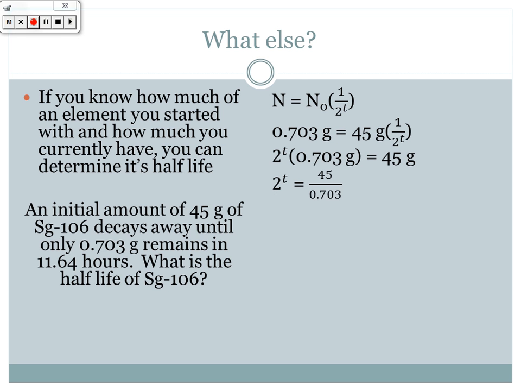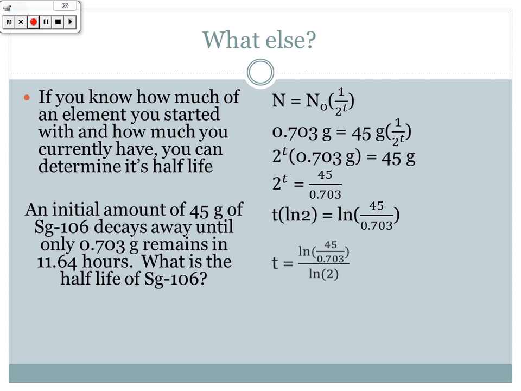If I divide both sides by 0.703, I can get 2 to the T equal to 45 divided by 0.703. And now, to isolate T, and I can't remember what math you learned this in, but I'm going to tell you the process now and you'll be able to use it. If I take the natural log of an exponent, the exponent comes down in the front. So if I take the natural log of both sides, I get T times the natural log of 2 is equal to the natural log of 45 divided by 0.703.